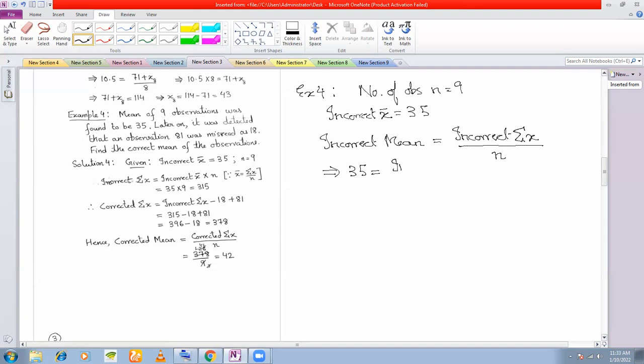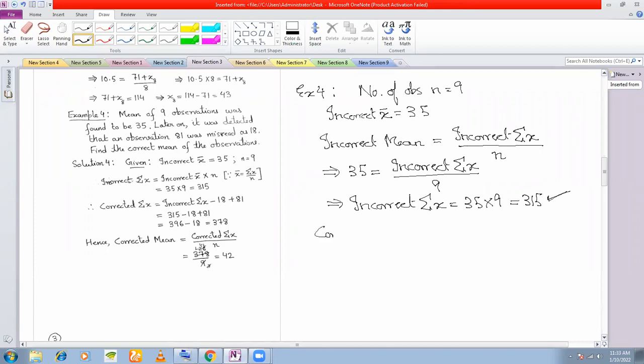And we need to find out the value of incorrect summation x. That means total of the observation that you have taken was wrong. So what was your wrong total? What was the value of your incorrect summation x? 35 into 9, right? Which is equal to 315. Now this figure that you have got, 315, total of all the observations you have got wrongly as 315. And what was the mistake that you had made? The mistake that you had made was that instead of 81, you wrote it as 18. That means you have to correct your mistake, right?